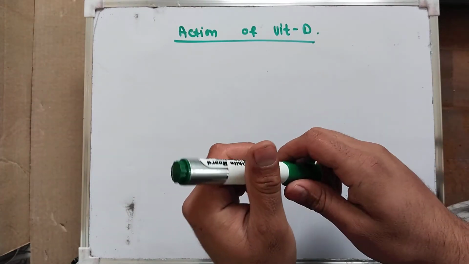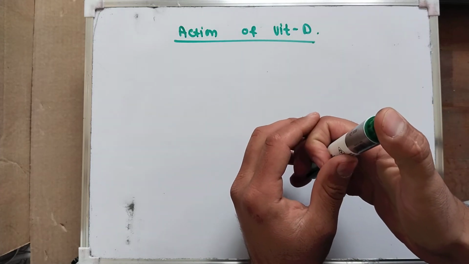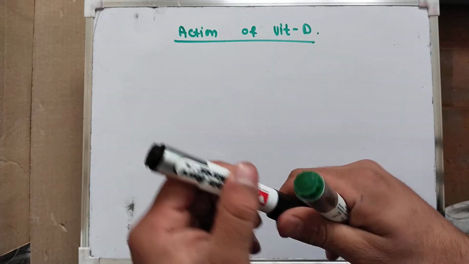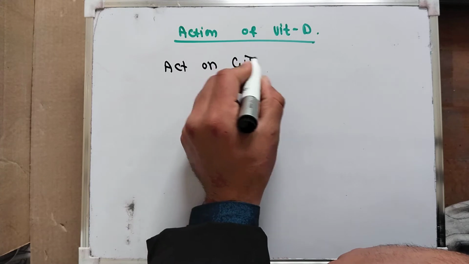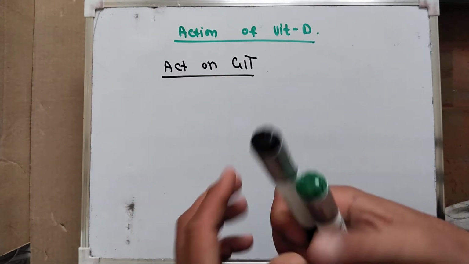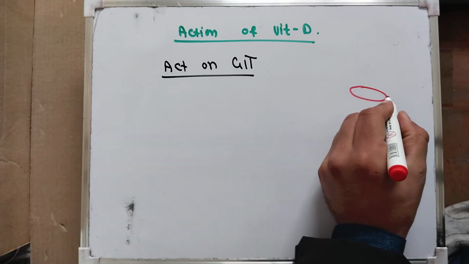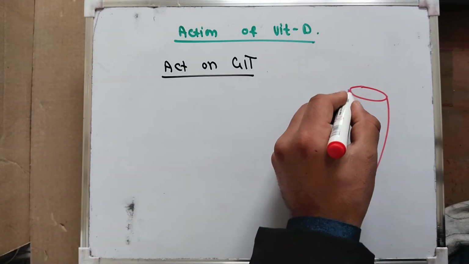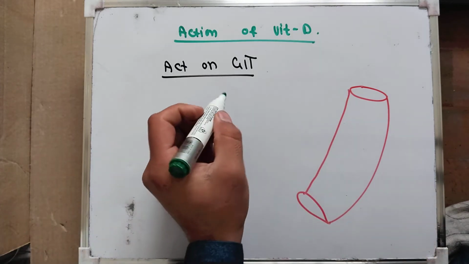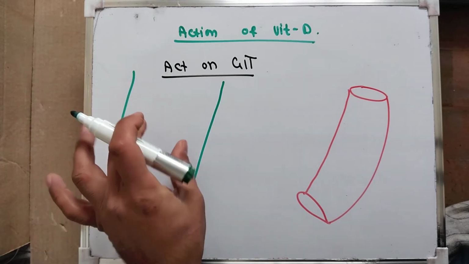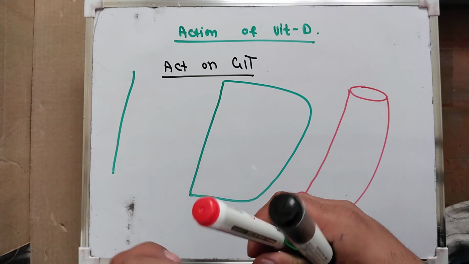Now we have activated vitamin D in the body. Now we will discuss the action of vitamin D. Vitamin D acts on the GIT. From the blood, vitamin D goes to the GIT. This is a blood vessel, this is the GIT lumen, and this is a cell of the GIT.